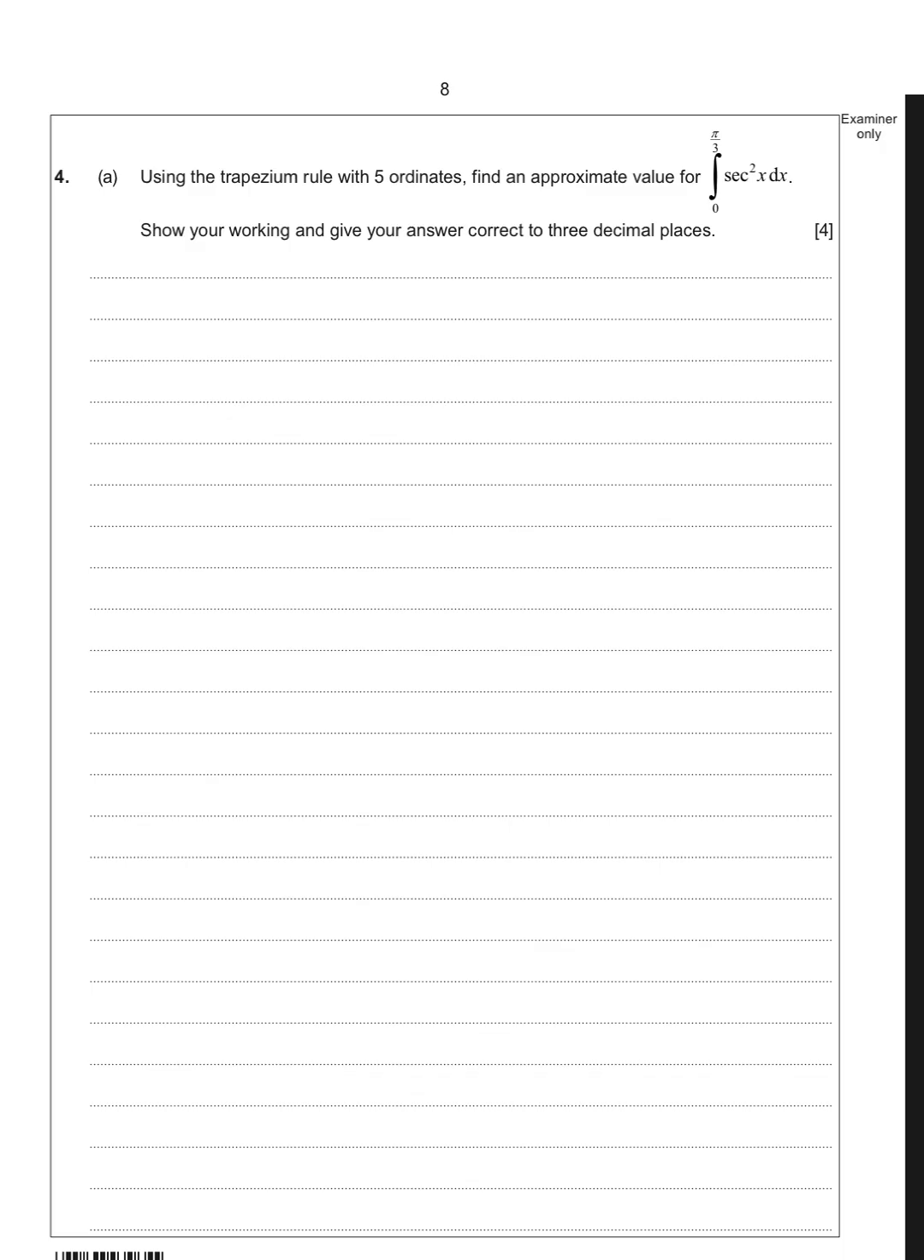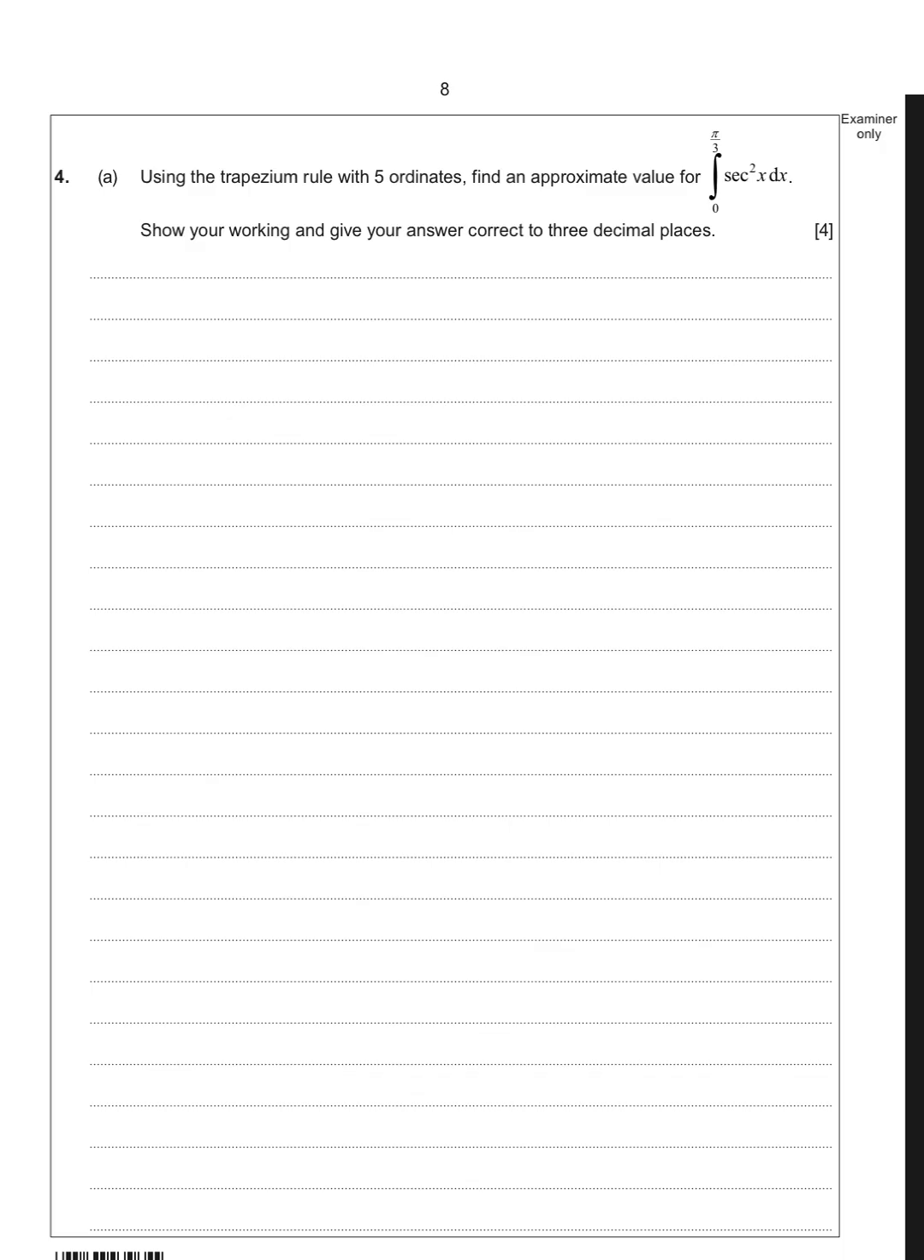Okay, so I'm first of all going to calculate h, which is pi by 3, divided by 4, which is pi by 12. Okay, so I'm going to go up in pi by 12s each time. So pi by 12, 2 pi by 12, which is pi by 6, 3 pi by 12, which is pi by 4, and 4 pi by 12, which is pi by 3.